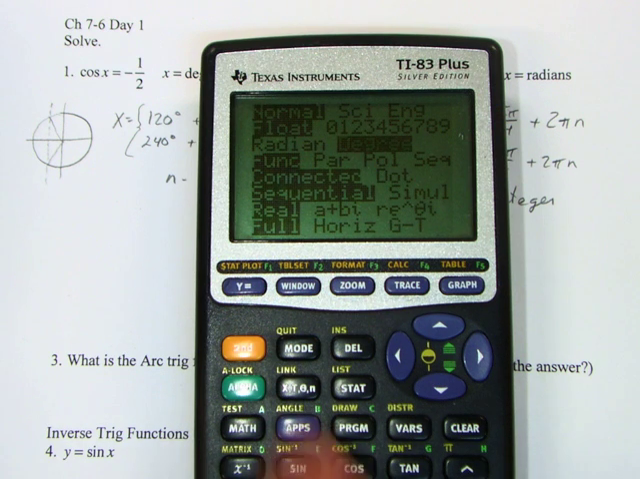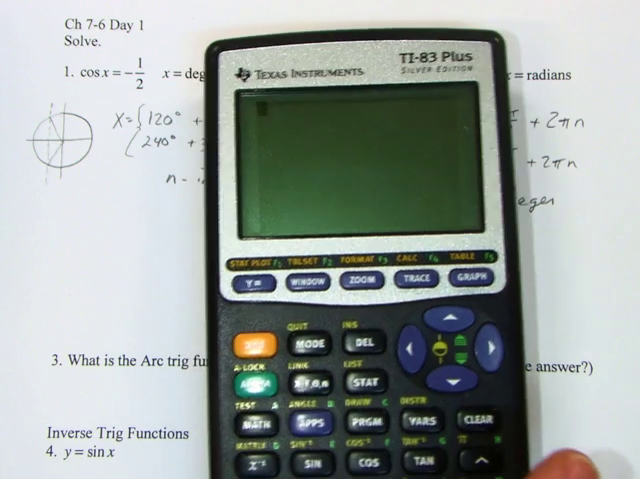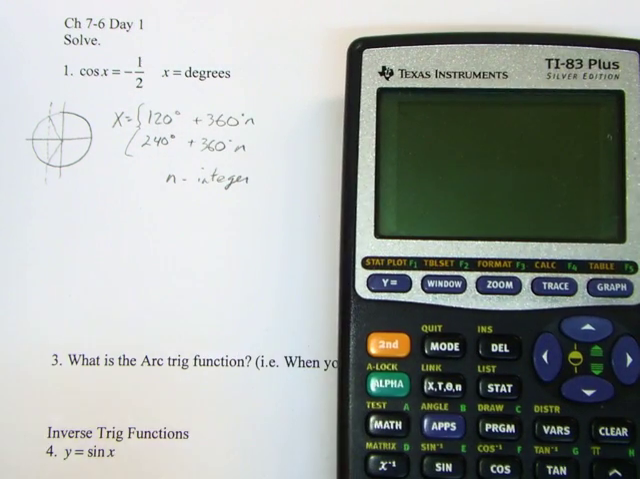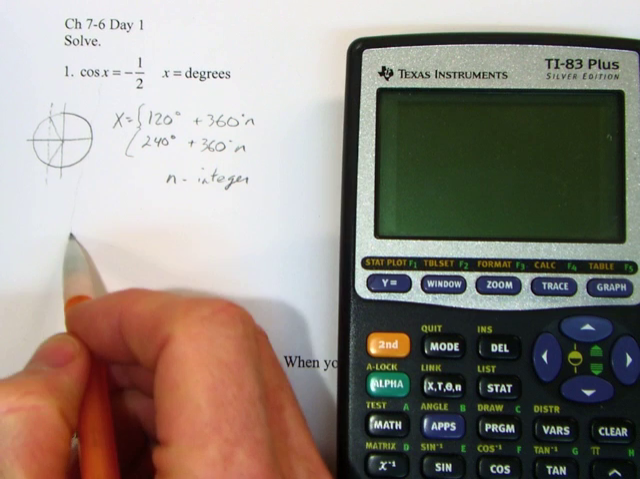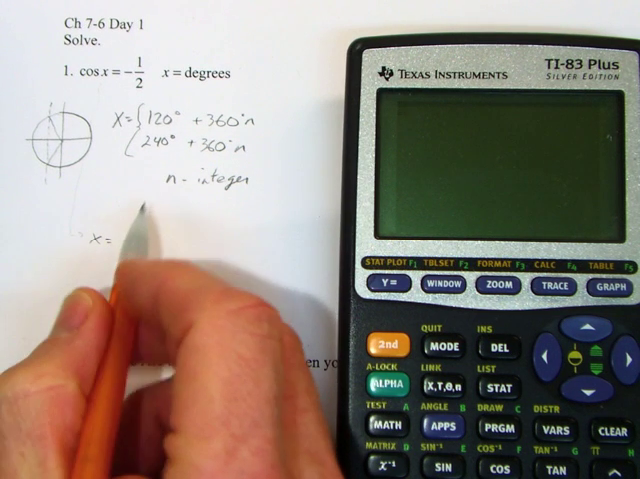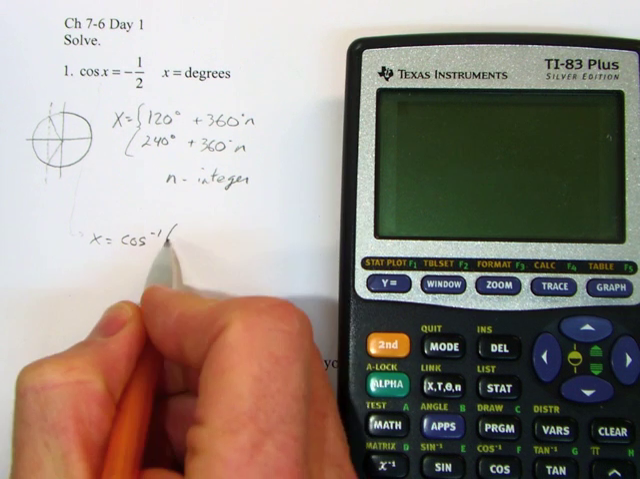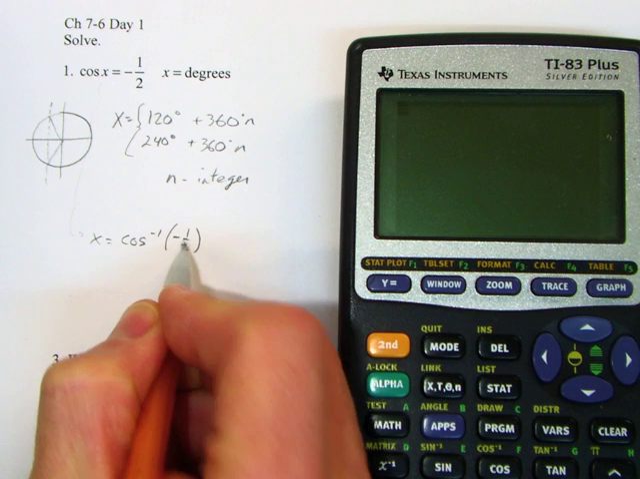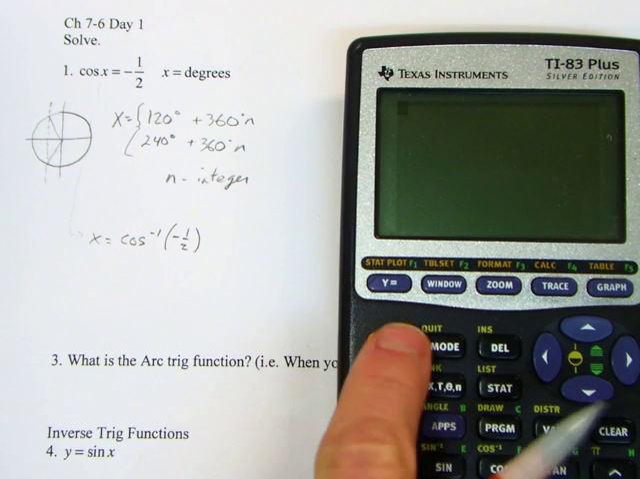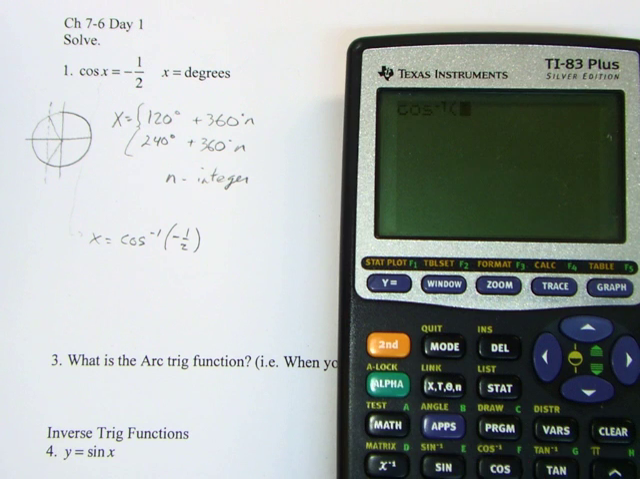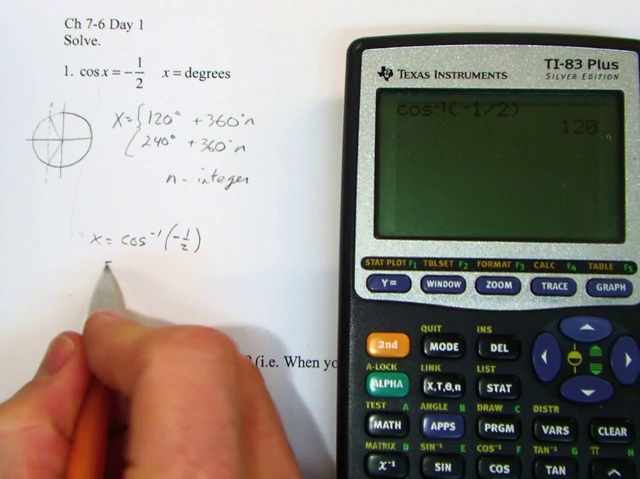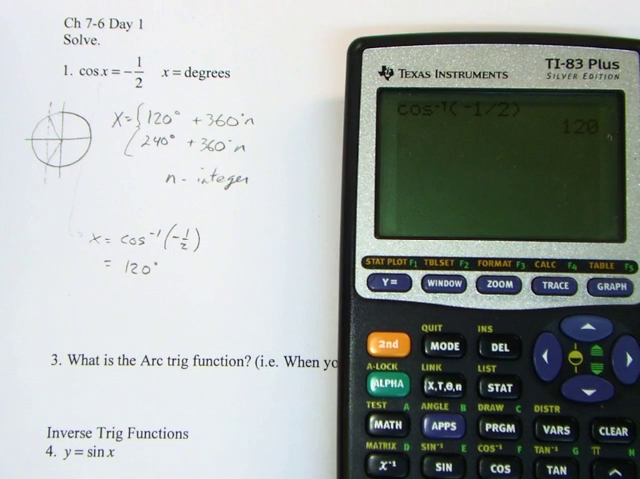And then let's go back and ask, how can we solve this equation using our calculator? Well, we'd say x equals the inverse cosine of -1/2. So we'd say second cosine and then type in -1/2 or -0.5, it doesn't matter, and hit enter, and it gives us 120. It only gives us 120, and the question is why?